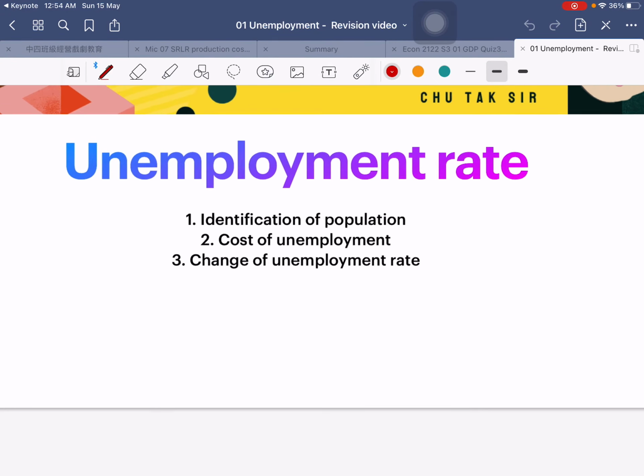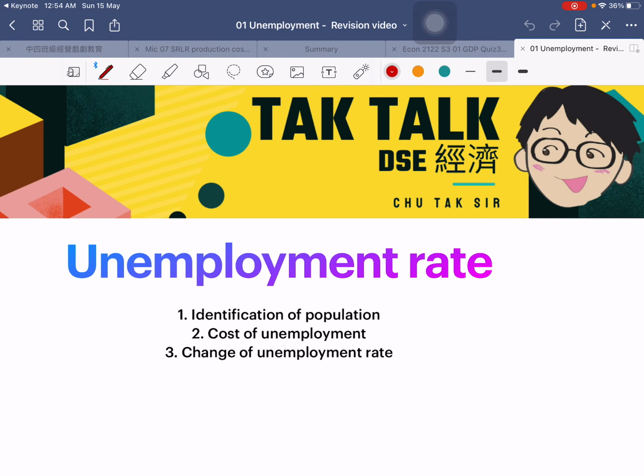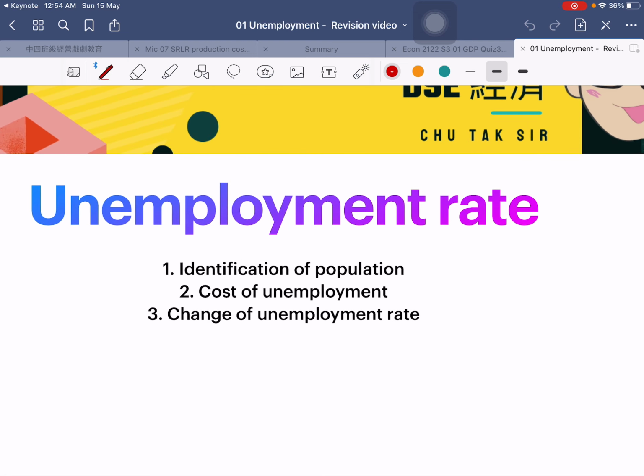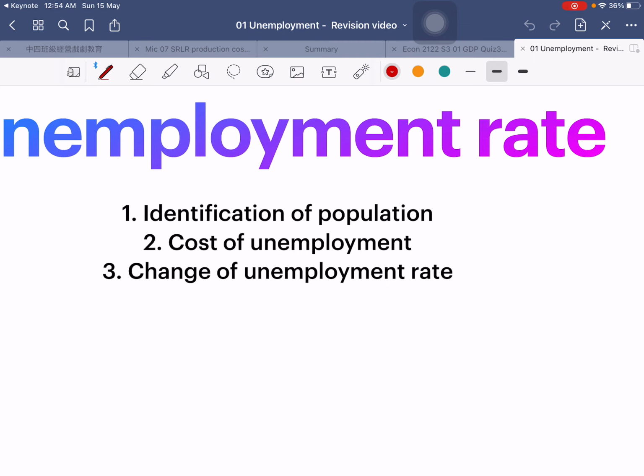Hey boys and girls, today we are going to have a revision on the unemployment rate. Before everything, we have to understand how many parts there are in this topic, and actually there are only three parts. First part, we will talk about the identification of the populations. In that case, we will go through what is employed, unemployed, labor force, something like that, and then we will go to the second part, which is easy.